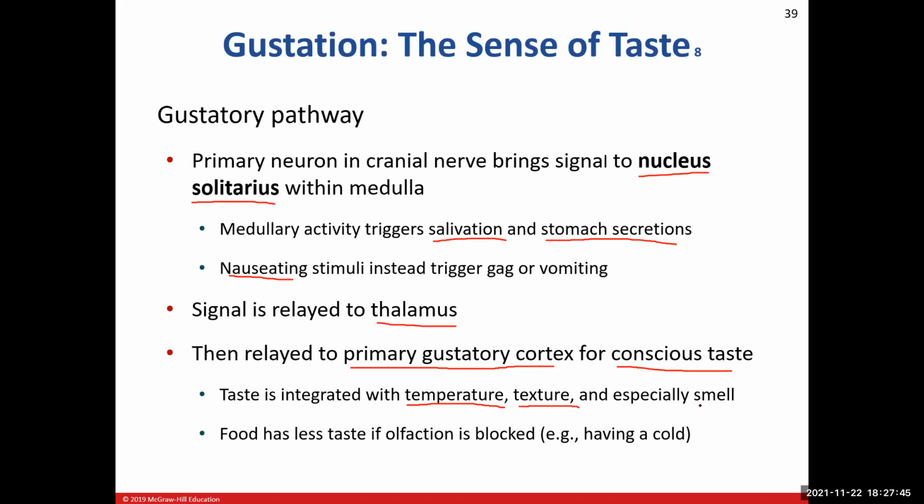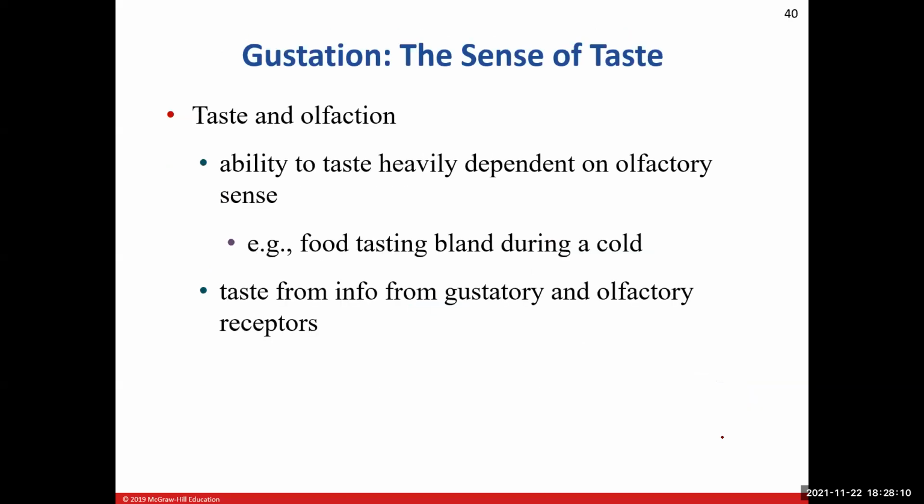And we'll also integrate some of our sense of smell. And that's how there is a connection between gustation and olfaction. That's how, when you have a cold, you'll notice you can't taste things as much or as well, because olfaction plays a role in that, because there is a bit of integration with olfaction.